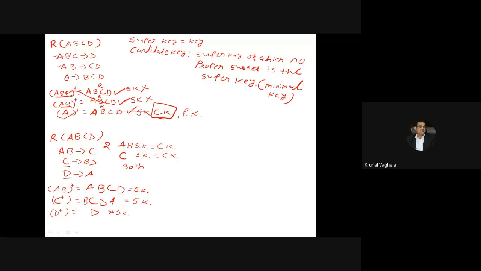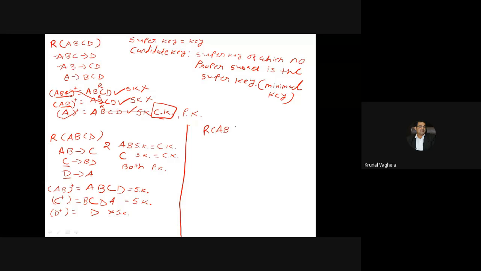It means the table may have multiple candidate keys, and the primary key is any one chosen by the database administrator. It can choose AB as a key or it can choose C as a key. That is the primary key. Clear everyone? One more last example to make the concept clear.